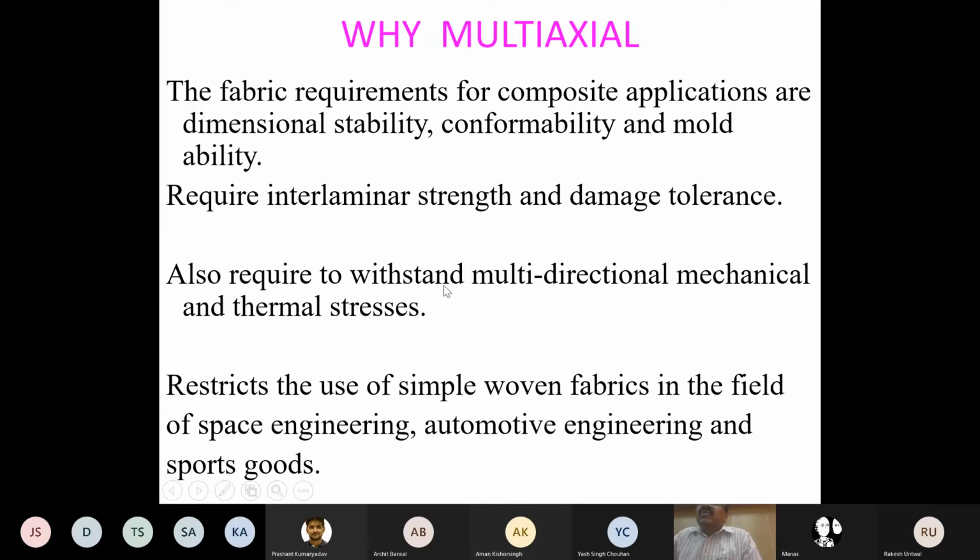It also requires withstanding multi-directional mechanical and thermal stress. So these are some of the basic requirements of a fabric when fabrics are used to make composite material, which we don't get in conventional two-dimensional fabric or biaxial fabric.